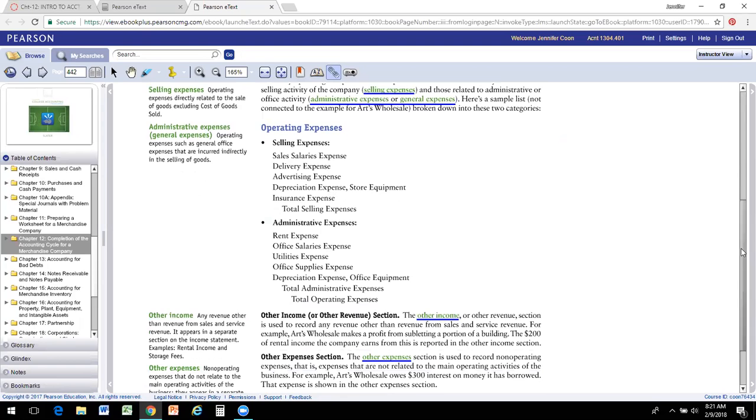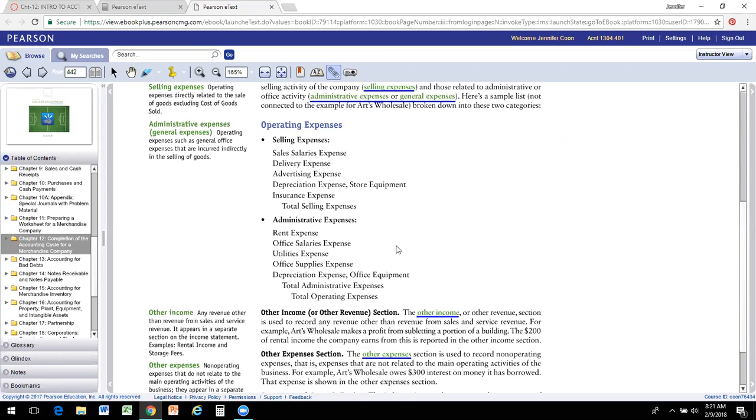Now, administrative is more of like, think of your corporate office or your managers, the people that are just making sure the business is still running. So they've got rent, office salaries, your utilities, office supplies, depreciation on office equipment. All of that is administrative. So we break out our expenses into these two categories.